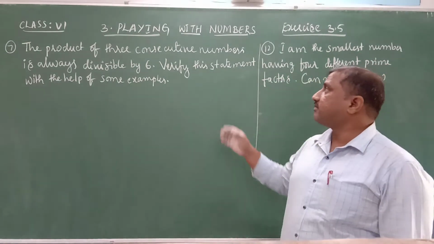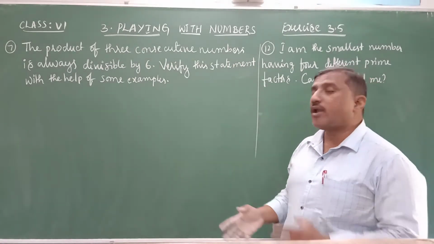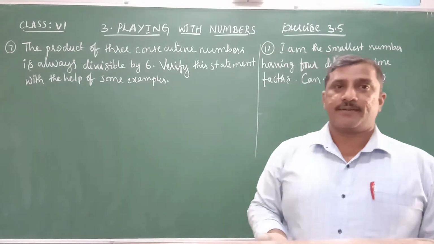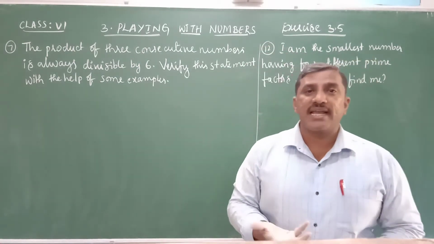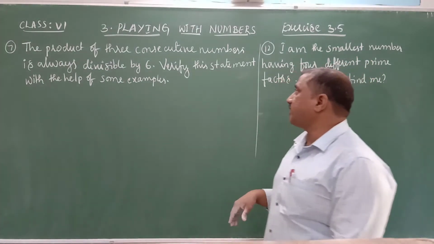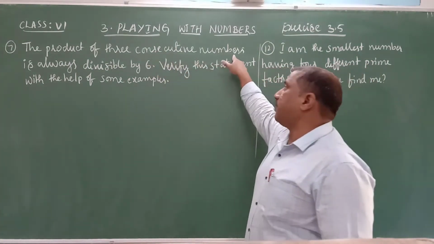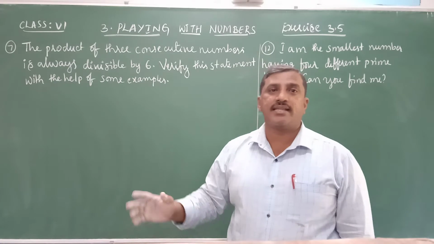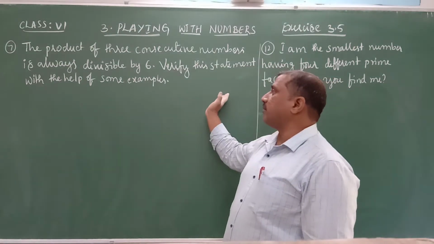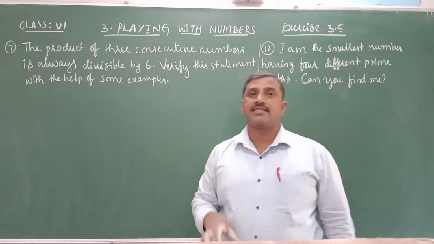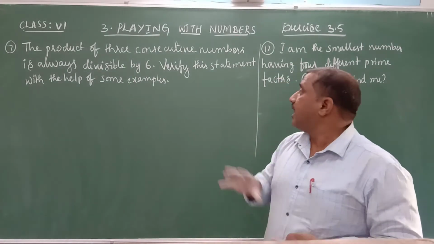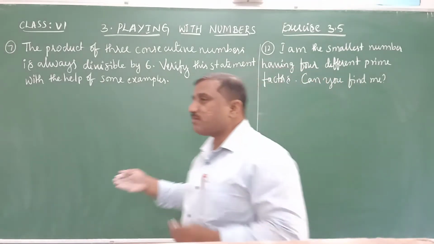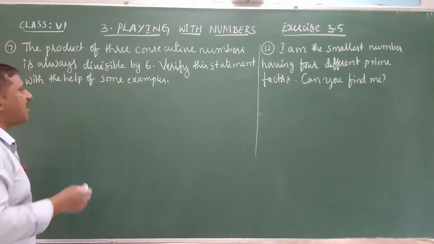The product of three consecutive numbers. Product means the result which we get after multiplication of numbers. The result which we get after the multiplication of numbers is known as product. Consecutive means successive numbers, one after the next, the immediate one. The product of three consecutive numbers is always divisible by 6. Verify this statement with the help of some examples. We will see whether it is divisible by 6 or not and we will verify with some of the examples.